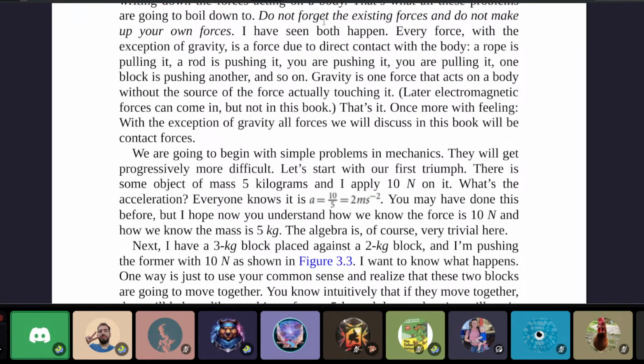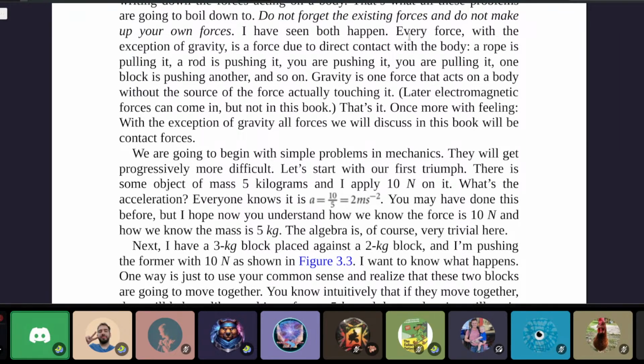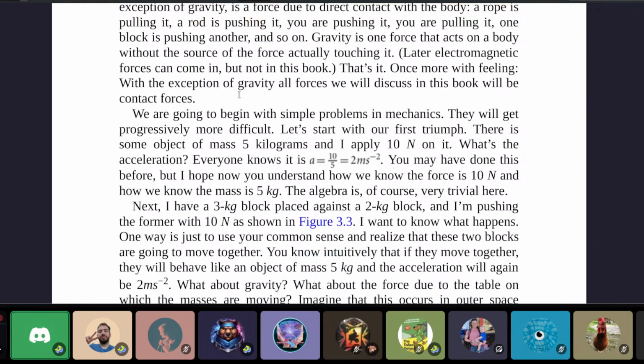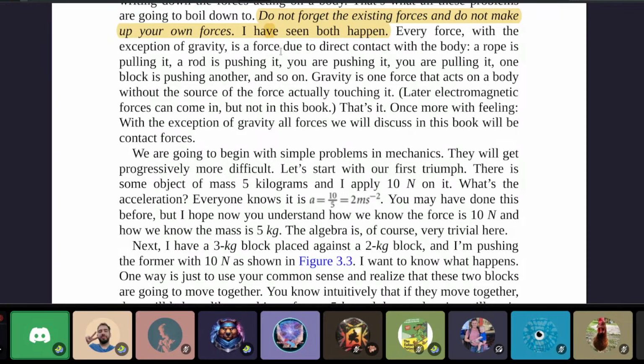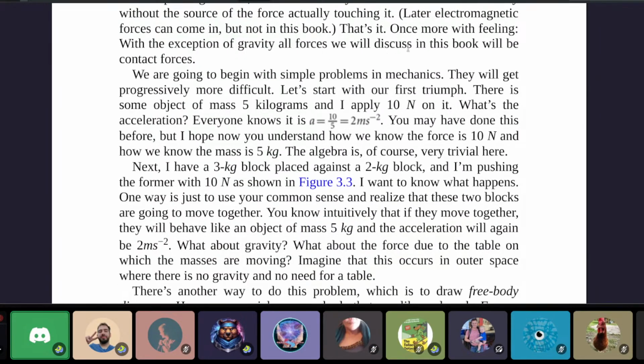I've seen both happen. Every force, with the exception of gravity, is a force due to direct contact with the body. A rope is pulling it, a rod is pushing it, or you are pushing it, you are pulling it. One block is pushing another, and so on. Gravity is one force that acts on a body without the source of the force actually touching it. Later, electromagnetic forces can come in, but not in this book. That's it. Once more, with feeling: with the exception of gravity, all forces we will discuss in this book will be contact forces.